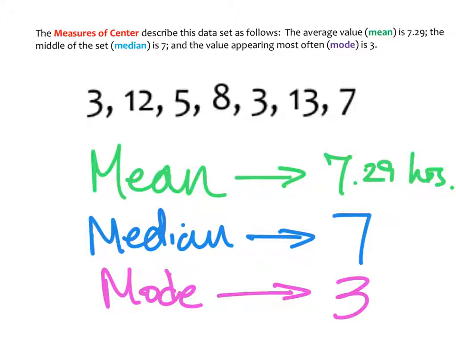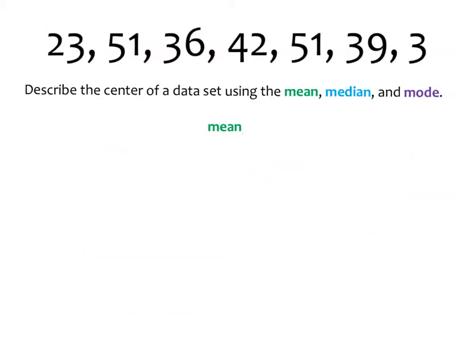The measures of center describe the set of data, specifically looking at the center of that data set: the mean, median, and mode. So let's practice. Here's a new set of data, and I'm asking you to find the measures of center, the mean, the median, and the mode. Let's start with the mean.